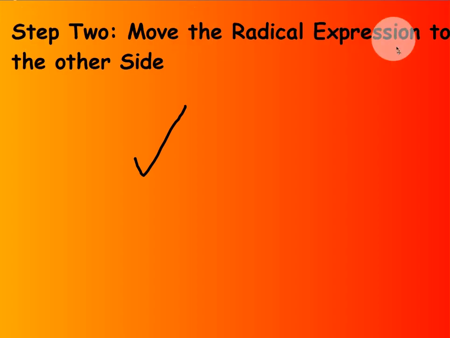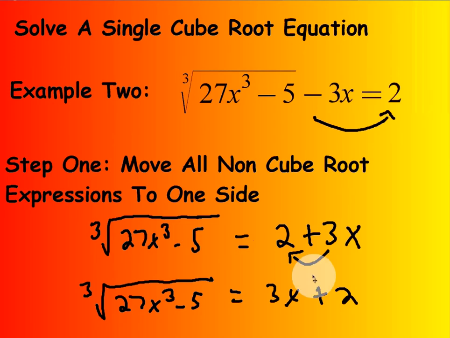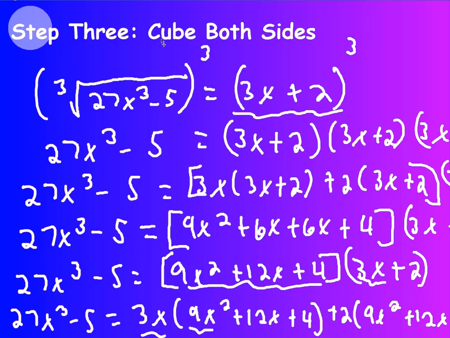Then move the radical expression to the other side. Now typically if you do one thing, then it's already isolated. So basically we're just separating the cube root term from anything that's not. Step 3 is to cube both sides. That's why we isolate them, because when we cube both sides, it will cancel that cube root. And now on the left, we're just left with 27x cubed minus 5.